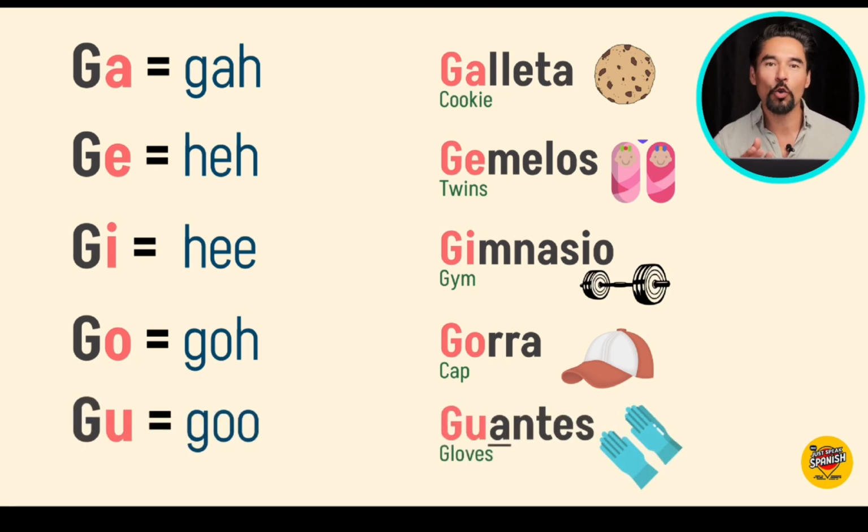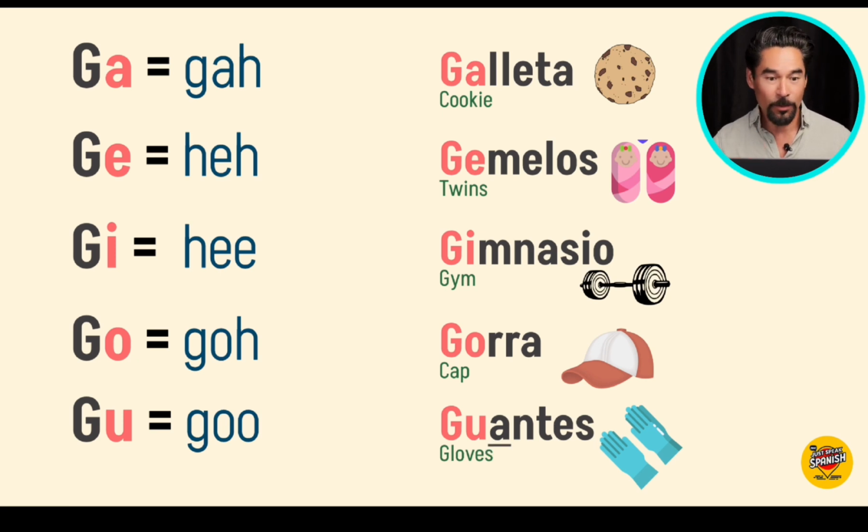And finally we have G-U. And this is gu, gu. And the word we have here is guantes, guantes. Okay? We have the G, the U, and the A, and this is a gua sound. We pronounce the U and we pronounce the A, guantes.